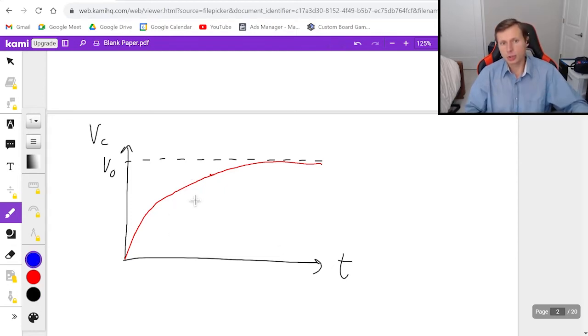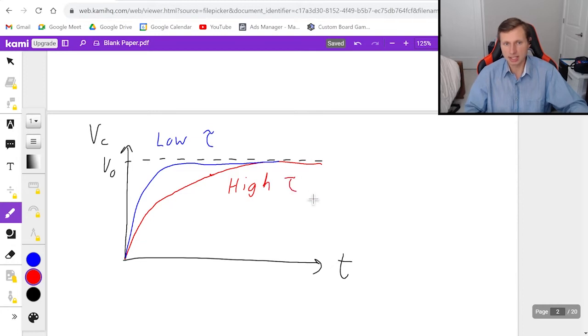And just to show you what the graph would look like with a smaller time constant, it would look like this. In other words, it gets charged very, very quickly. So the blue is for a low time constant tau, and the red is for a high time constant tau. A low time constant means it charges quickly. A high time constant means it charges slowly.